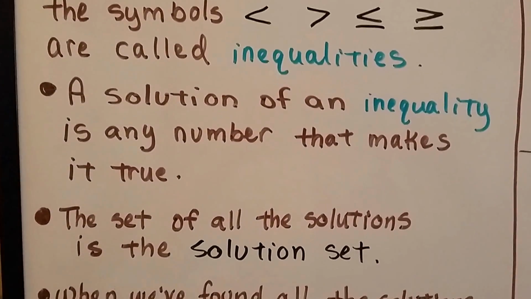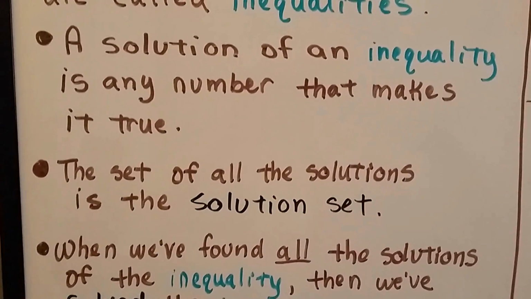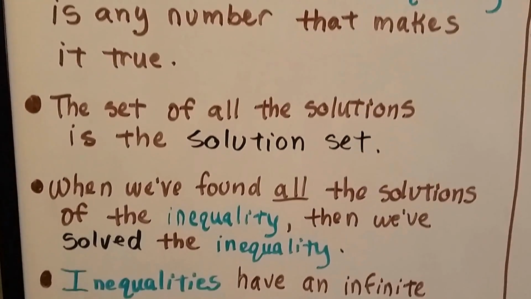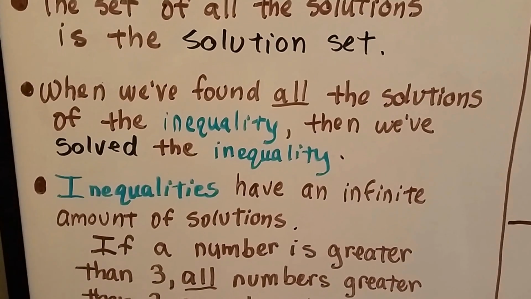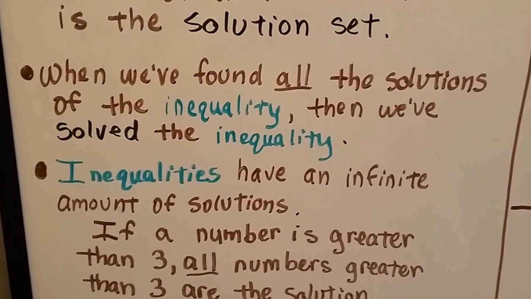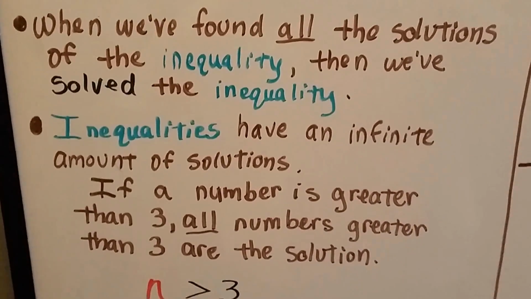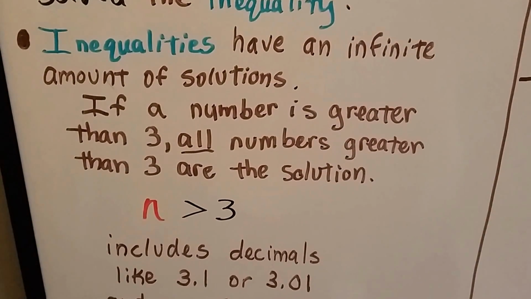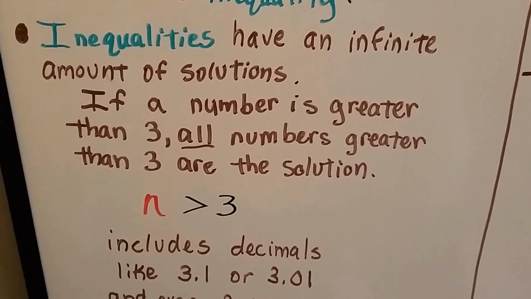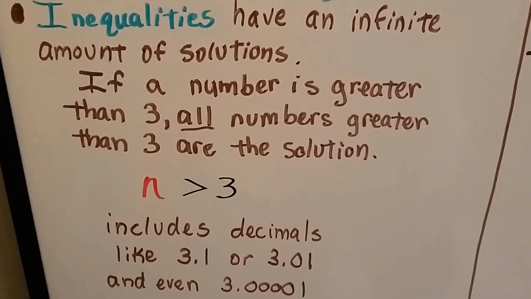And a solution of an inequality is any number that makes it true. And the set of all the solutions is the solution set. And when we've found all the solutions of the inequality, then we've solved the inequality. And inequalities have an infinite amount of solutions. If a number is greater than 3, then all numbers greater than 3 are the solution.